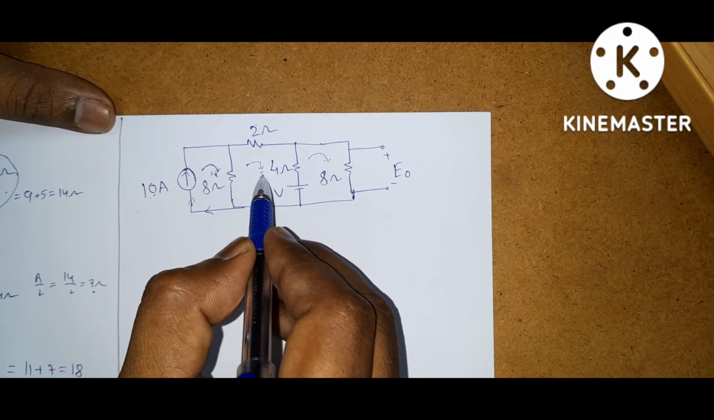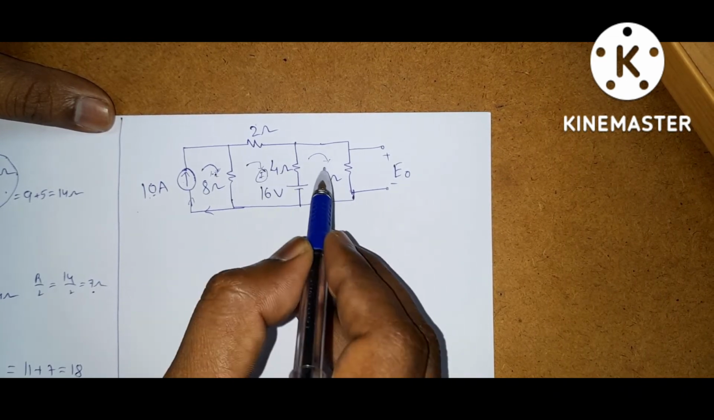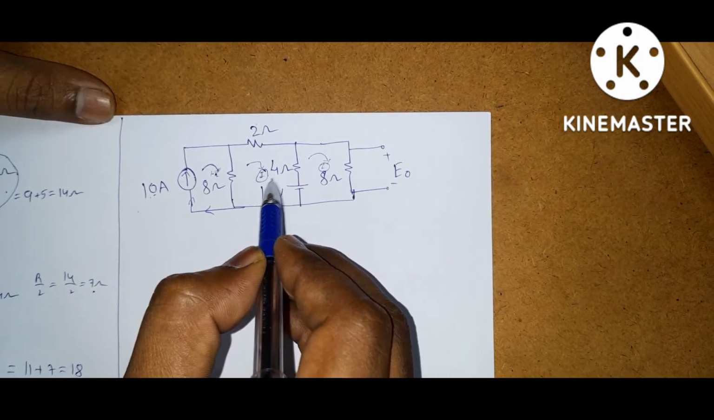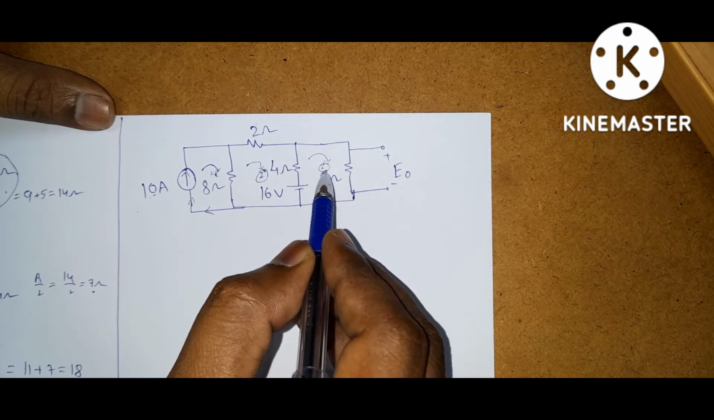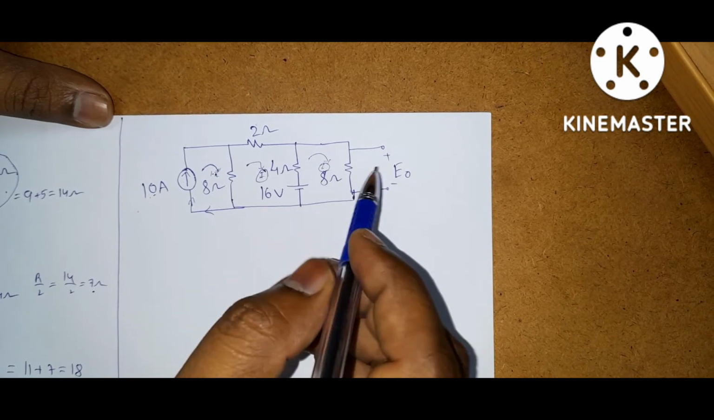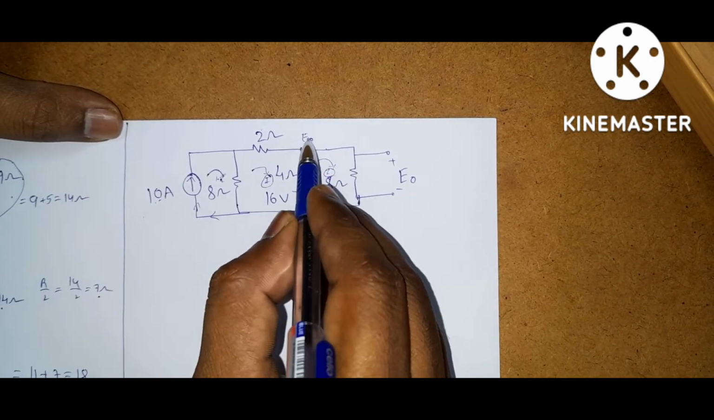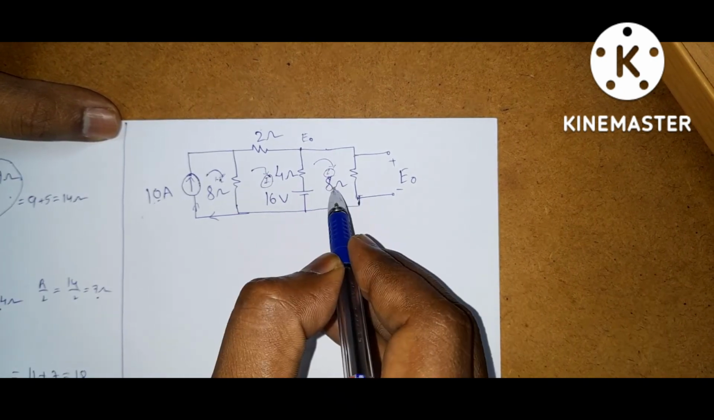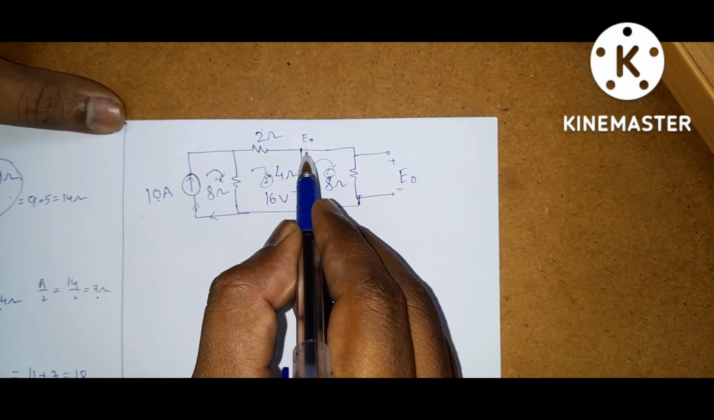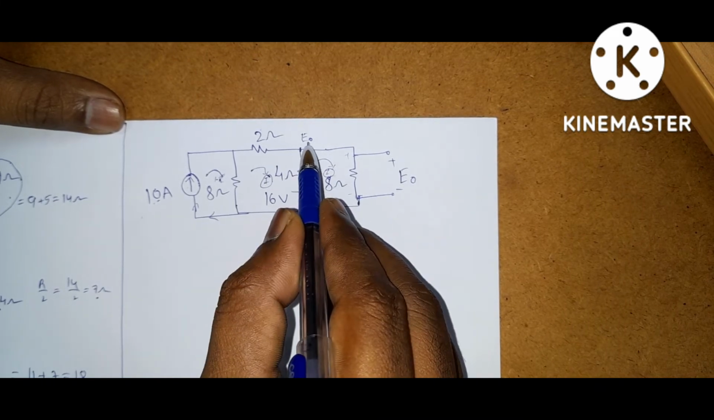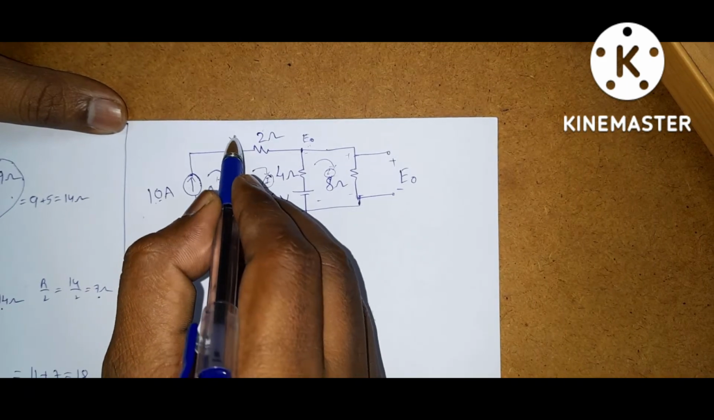So we need to apply the loop equation. That means we need to write the loop equation for this loop and this loop, then solve these two equations. Then finally by Ohm's law, E0 is equal to 8 into I2. Or you can apply nodal analysis. So here this is E0, because the voltage across 8 ohms is from here to here, that is from here to the reference node. So this is E0. Let it be node V1.